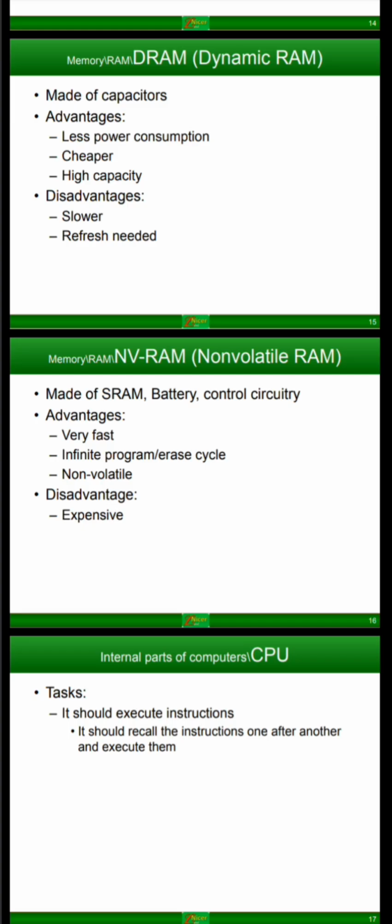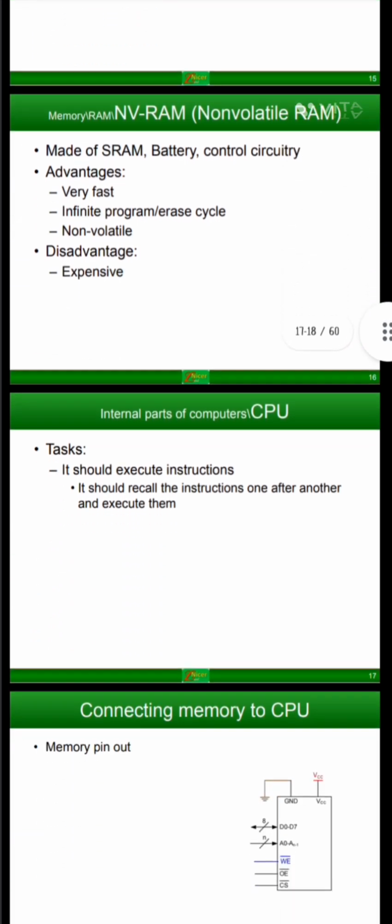Then we have non-volatile RAM. It is made up of SRAM and battery control circuits. Its basic advantages are that it is very fast, has an infinite program erase cycle, and is non-volatile.